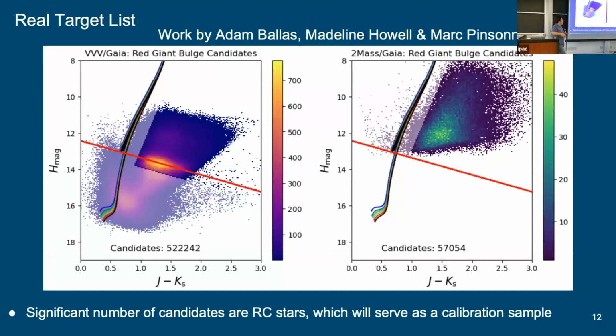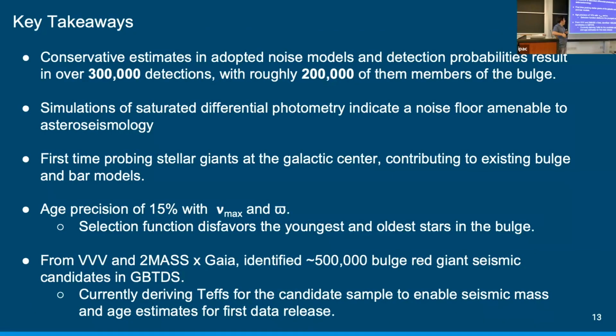Additionally, work done by Maddie Howell, Adam Ballas, and Mark Pinsonneault at Ohio State. They're currently working on creating a real target list of red giant stars that are potential candidates for asteroseismology. This is using VVV data and 2MASS data cross-matched with a Gaia DR3 release. We find that roughly 500,000 potential objects in the bulge are going to have asteroseismology, and these are red giant and red clump stars. In particular, a significant number of the candidates are red clump stars, which will serve as a calibration sample for any newly discovered objects that we get.